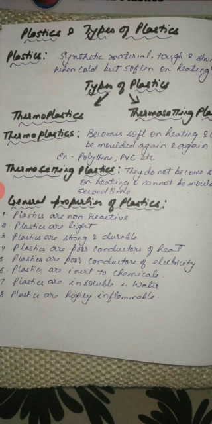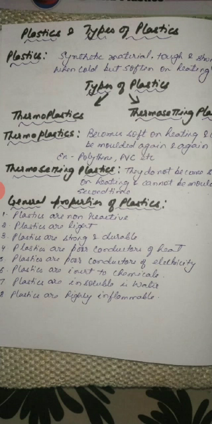जो इलेक्ट्रिक वायर्स भी होते हैं उसमें कवरिंग क्या की होती है? PVC. And the next property is plastics are inert to chemicals. Plastics are inert to chemicals means what is the meaning of inert? Means unreactive. Plastics are unreactive to chemicals.